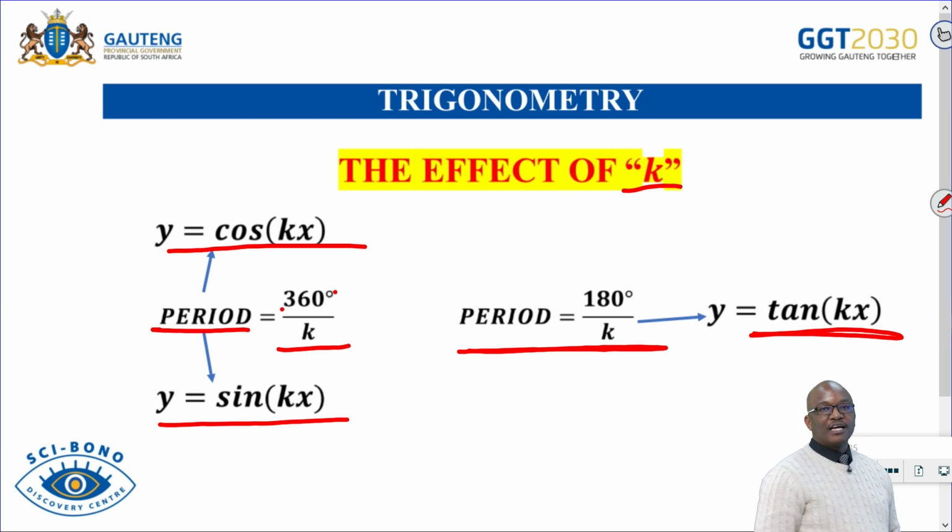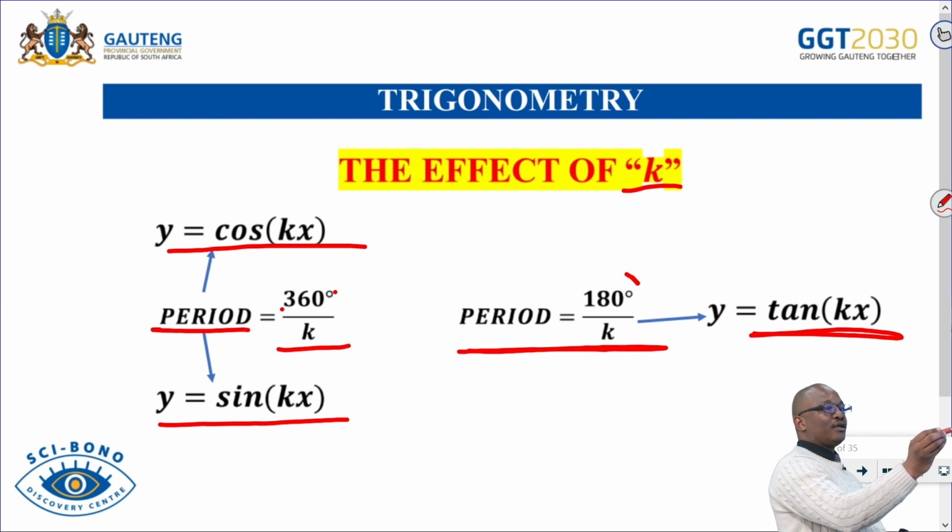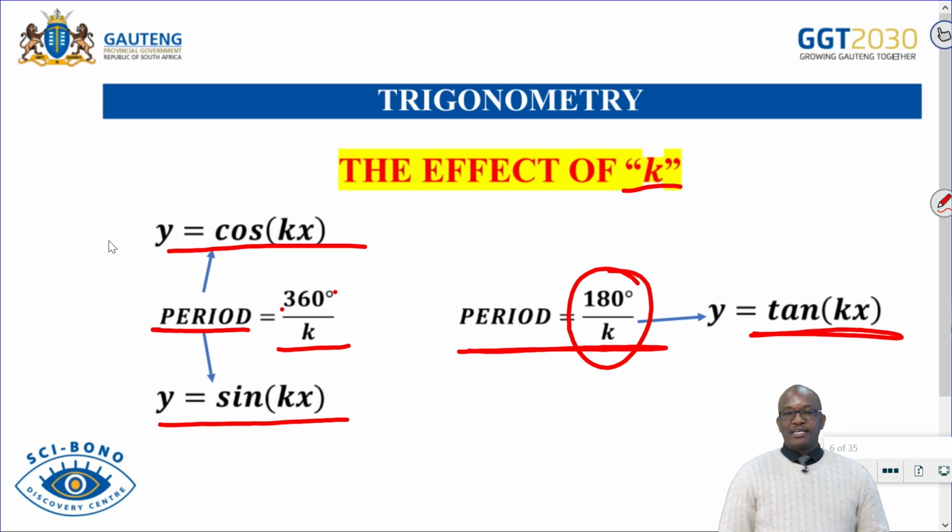The graph of tan, when we calculate its period, we are going to say 180 over k.